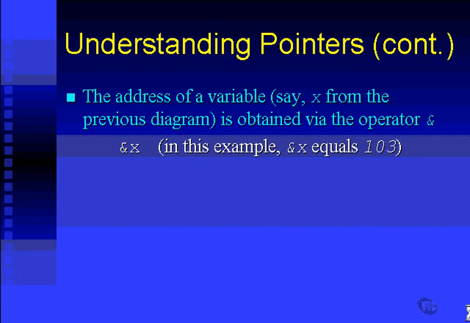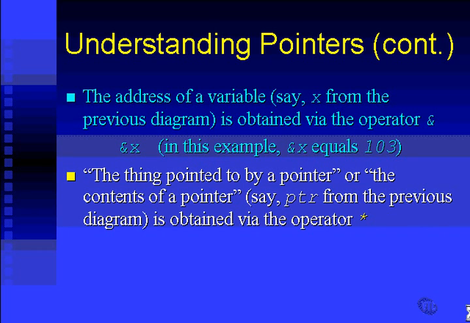Now, if you wanted to actually access the value of x by referring to PTR, the pointer variable, in other words, you wanted to get at 5, but you didn't want to access x directly. Don't worry about why you might want to do this. I'll make that clear later. But if you wanted to do that, in other words, you want to get the value of the thing pointed to by a pointer, or it's sometimes described as the contents of a pointer.